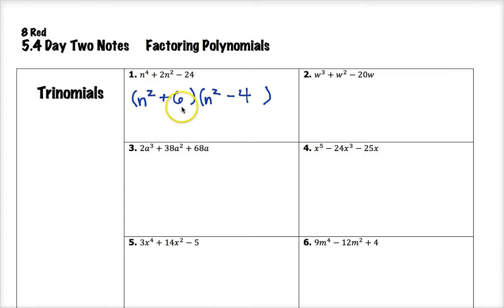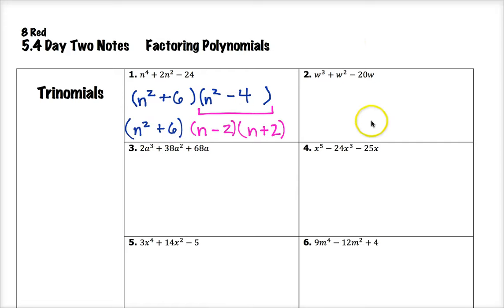But if you notice, we're not done yet, because right here we have a difference of squares. n squared minus 4 can be factored further into n minus 2 times the quantity n plus 2. So you always need to check those binomials. If they're not linear binomials, check to see if you can factor them either with a difference of squares or a sum and difference of cubes. So this right here then would be our final answer for number 1.